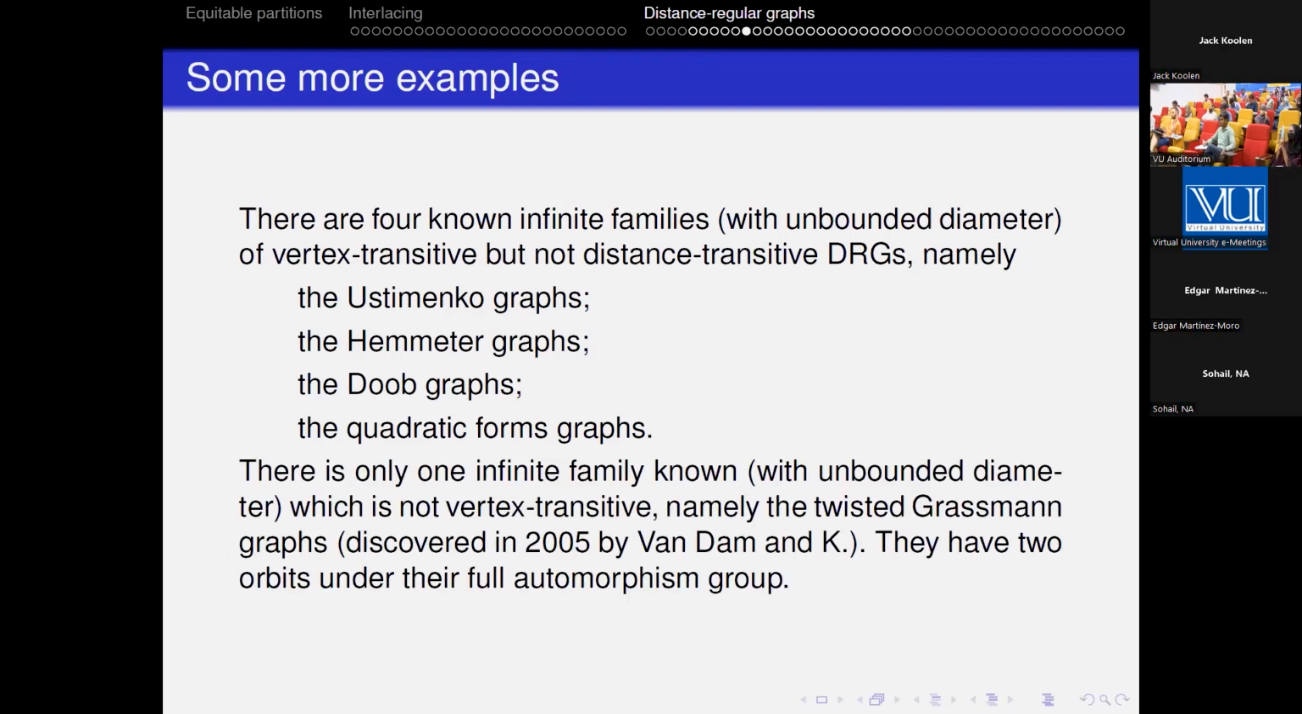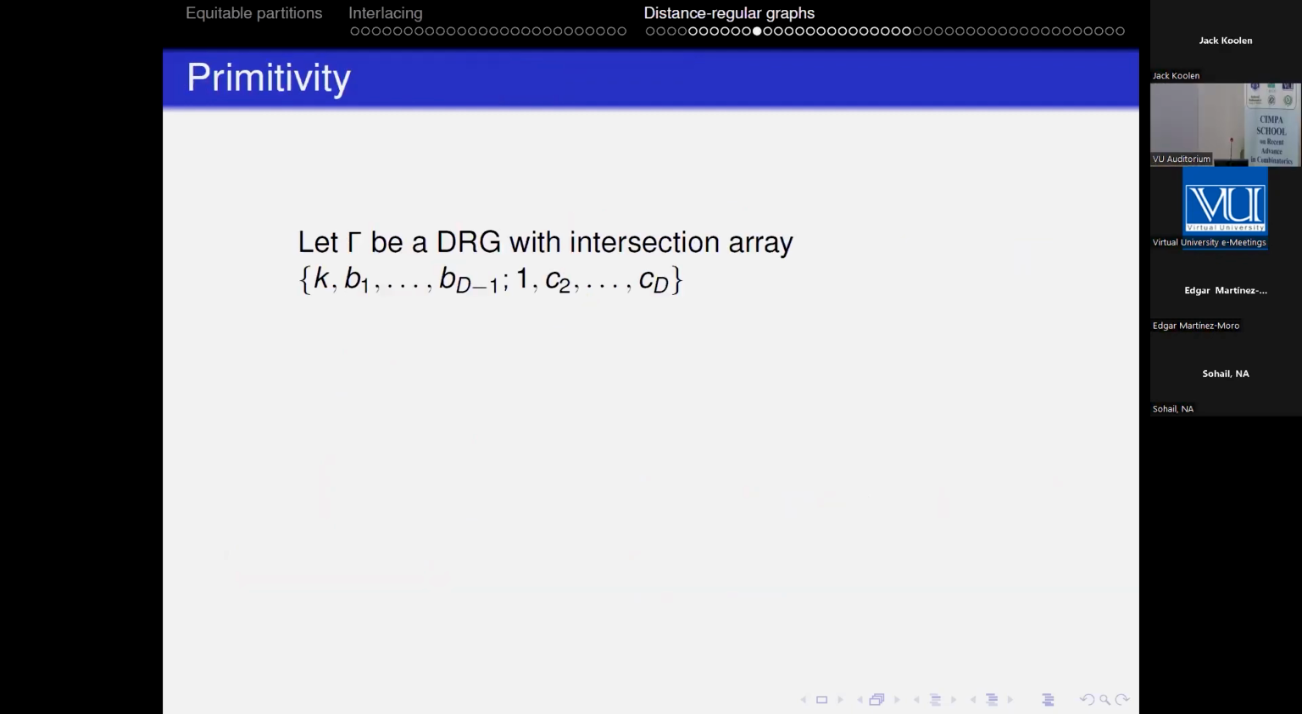But there is only one infinite family known with unbounded diameter which is not vertex transitive, namely the twisted Grassmann graphs. This was discovered by Edwin van Dam and myself. They have 2 orbits under the full automorphism group, and they are very strange graphs. Okay, I will stop here with the primitivity section. Thank you for your attention.